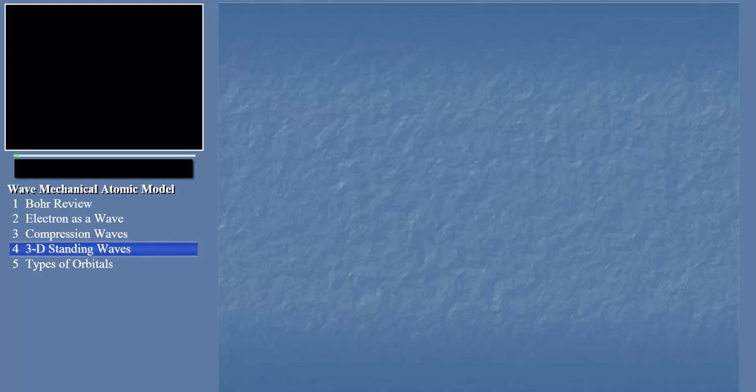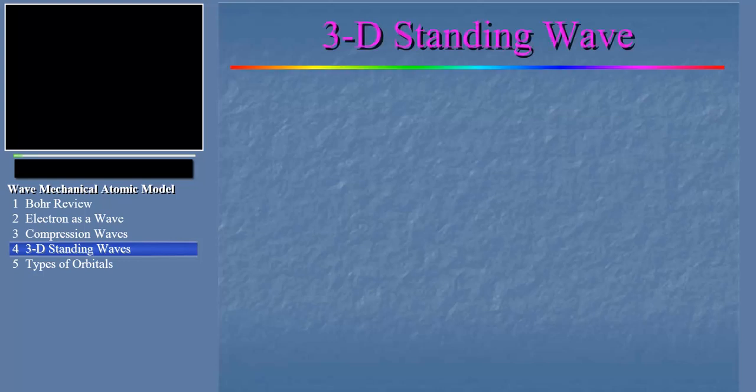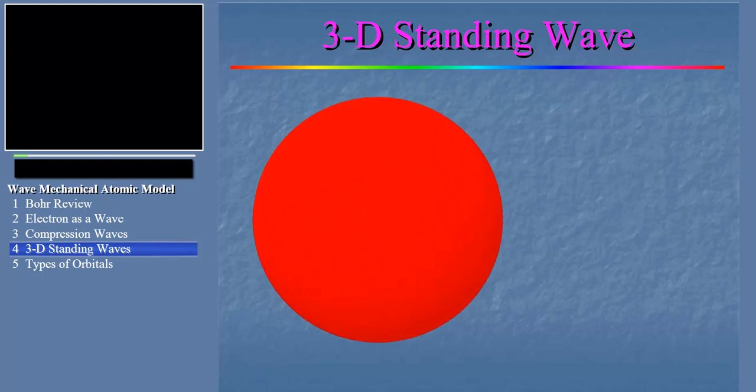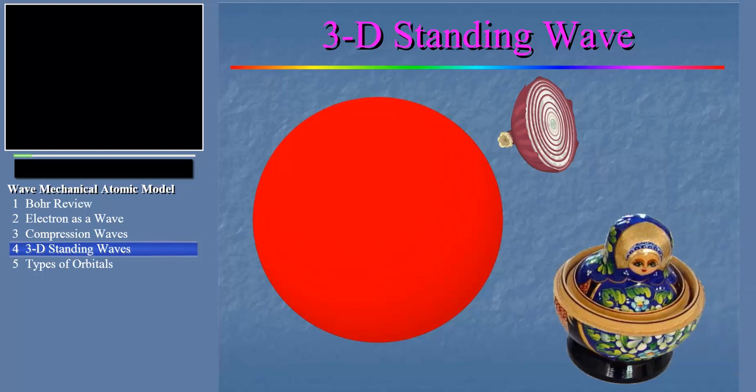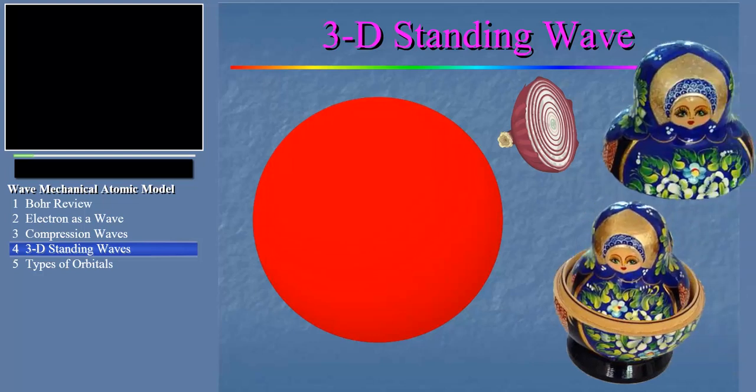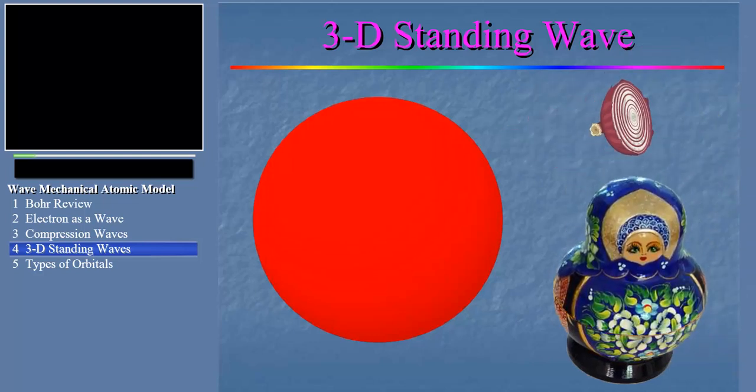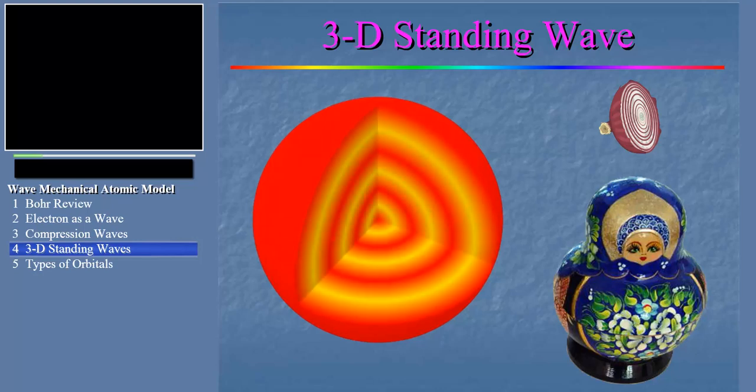Now we're ready to take the last step, this time to a three-dimensional standing wave. Instead of rings in a plane, this system would tend to look more like shells in a sphere. You might think of the waves like the layers in an onion, or the dolls inside dolls of a Russian Matryoshka doll. From the outside, this system would just look like a solid sphere, but if we cut a cross-section of the sphere, we would see this beautiful standing wave-like pattern. We can then imagine the electron in this form.